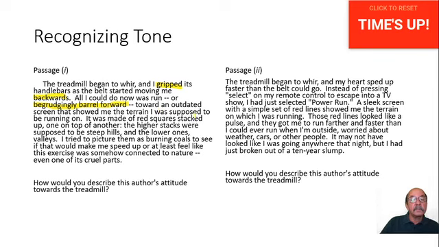That showed me the terrain I was supposed to be running on. It was made of red squares stacked up. The higher stacks were supposed to be steep hills and the lower ones valleys. I tried to picture them as burning coals to see if that would make me speed up, or at least that this exercise was somehow connected, even one of its cruel parts.